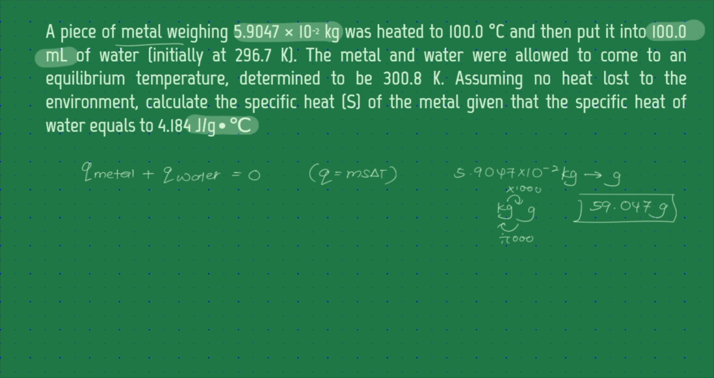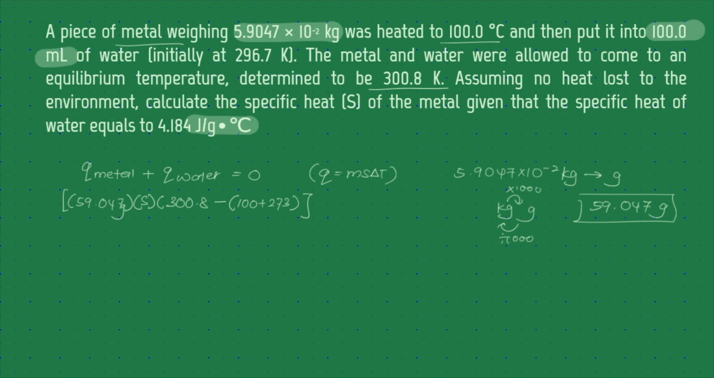Alright, now we're just going to plug in this value. Since we already know the mass of the metal in grams, we are just going to plug it in. So 59.047 gram of metal. We have the specific heat that we need to calculate, m s delta T. So what is the delta T? The final temperature given in the question is 300.8 Kelvin, and the initial temperature of the metal is 100 degrees Celsius. So 100 plus 273.